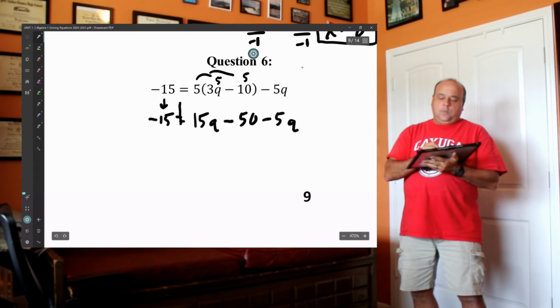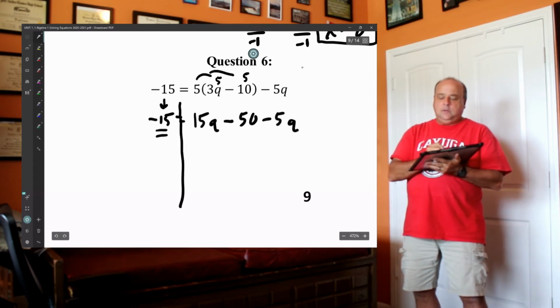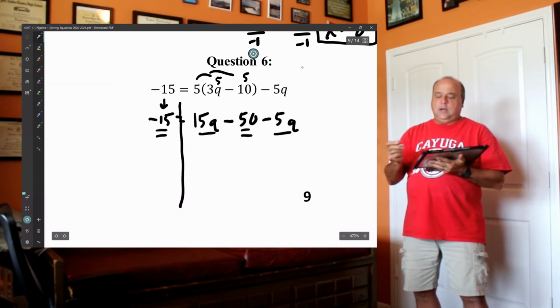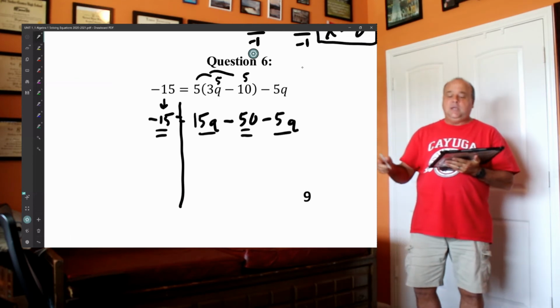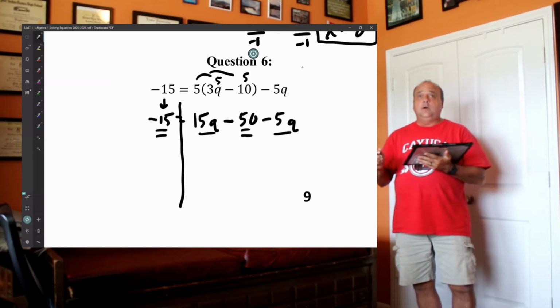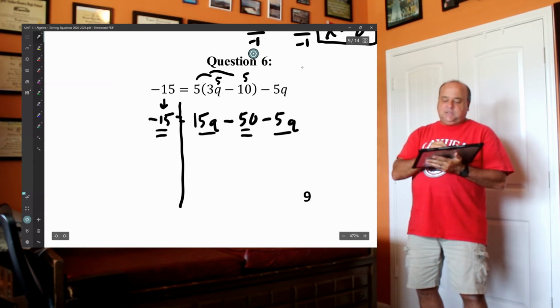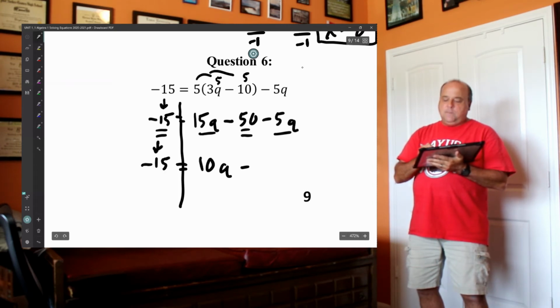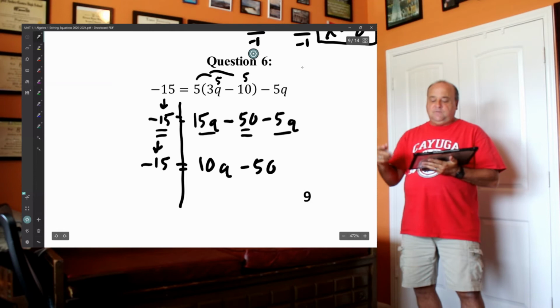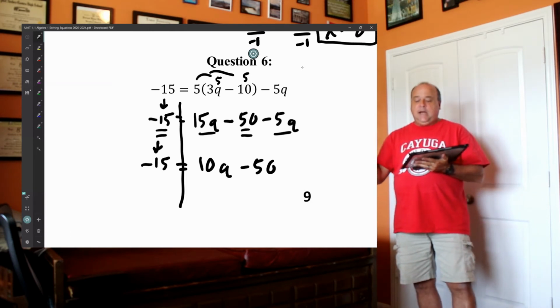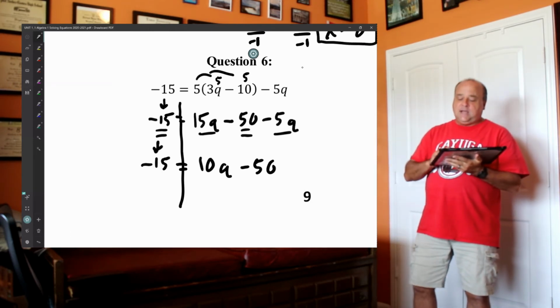Now then, draw your bar through the equal sign. Double underline and single underline. So I'm double underlining the integers or constants and single underlining my variables. Notice that both of the variables are on the right hand side. So 15 minus 5 is 10. Let me drop the negative 15. I have 10Q minus 50. So the negative 15 and the negative 50 drop, and we're going to group the 15 and the minus 5.